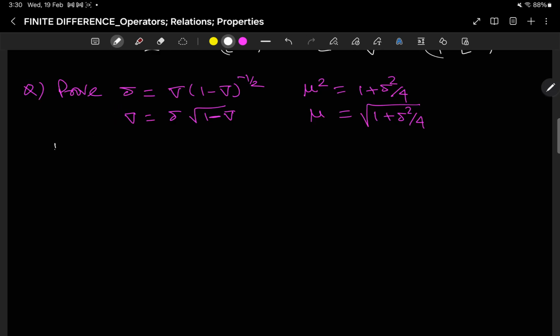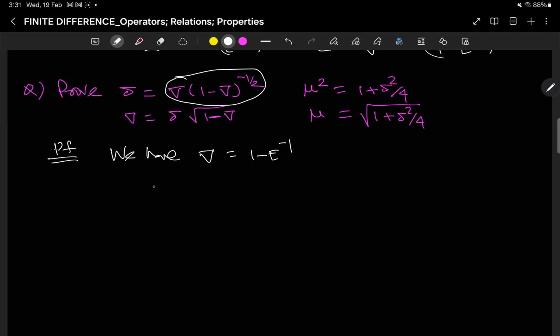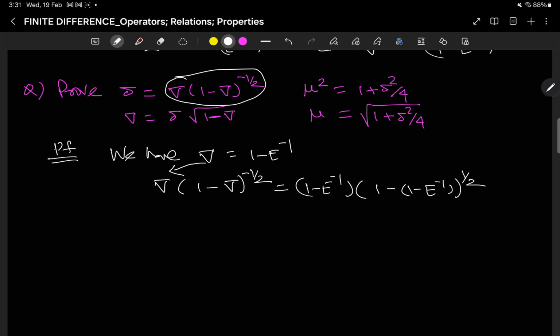Now let us prove this. Coming to the proof, we know inverted del is 1 minus E inverse. Now coming to this right hand side, del into 1 minus del to the power minus half, substitute this value here. So it is equal to 1 minus E inverse into 1 minus, 1 minus E inverse, this to the power half minus half.